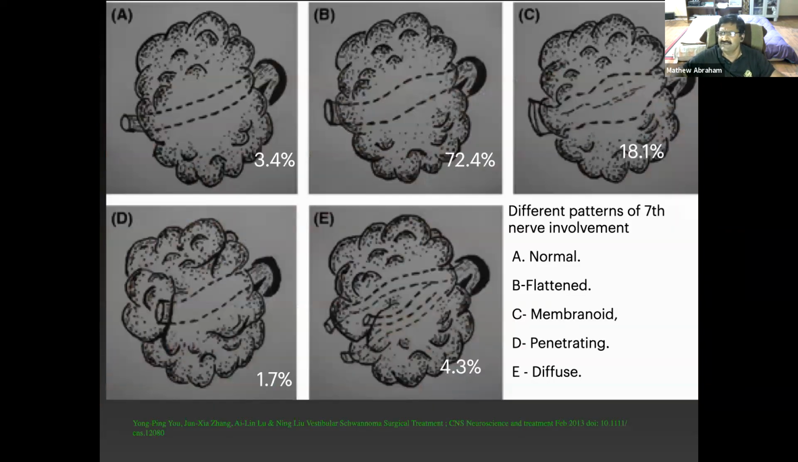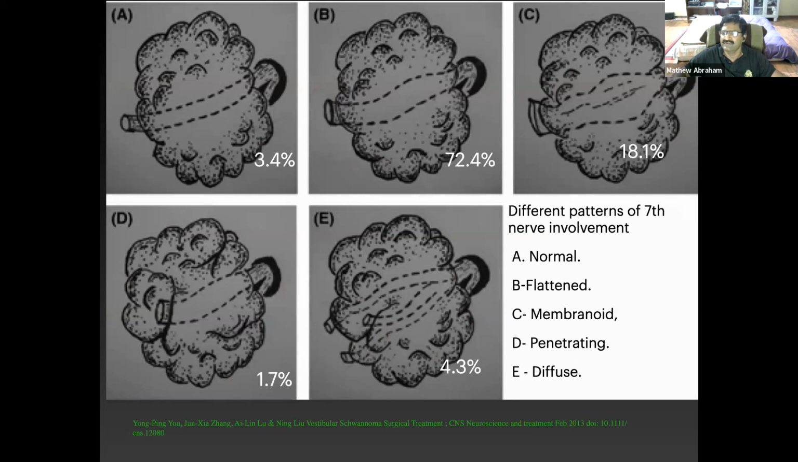Now, the next stage is to protect the nerves. This is an article from China where they have described the different appearances of the nerve. In this one, you have a normal type, that is, a rounded nerve coming posterior to the tumor, seen in around 3.4% of patients. This is the flattened type, the commonest, seen in more than 70%. And this is the membranous type.